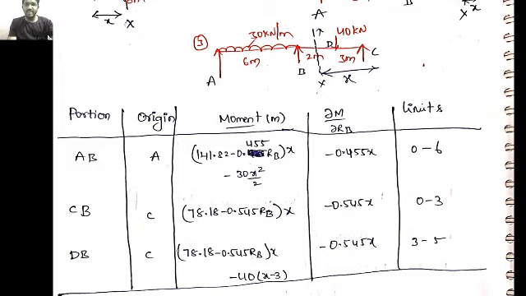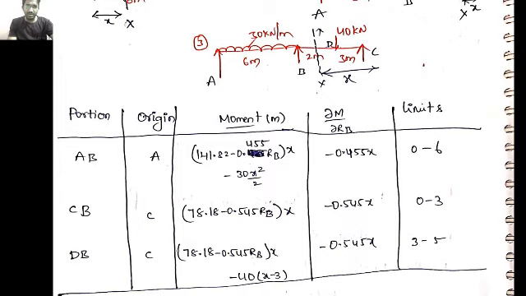Okay, and then dou M by dou RB. The derivative of the moment with respect to RB will give minus 0.545 into X. Same thing we will get. And what about the limits? We are taking from D to B, so at the D point it starts from 3 and ends at 5. So the entire span is 5 meters. That's why from D to B we are taking, so that's why 3 to 5.